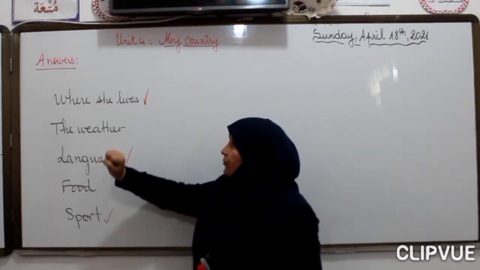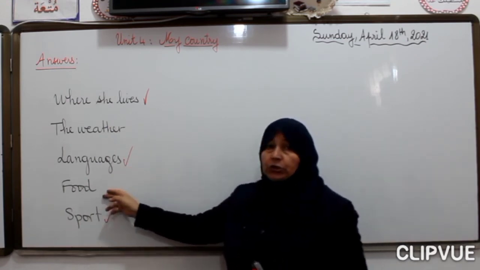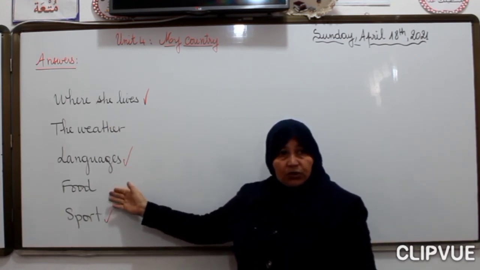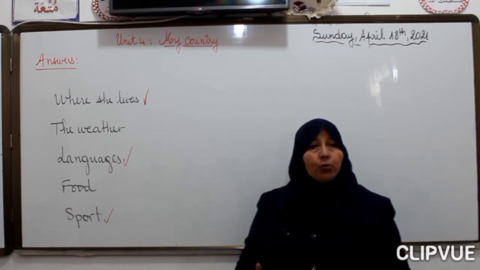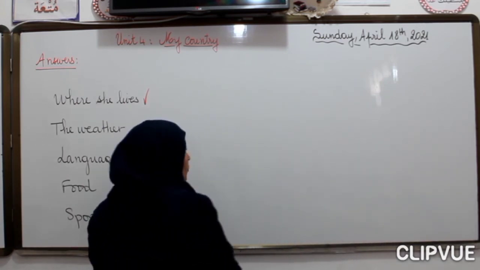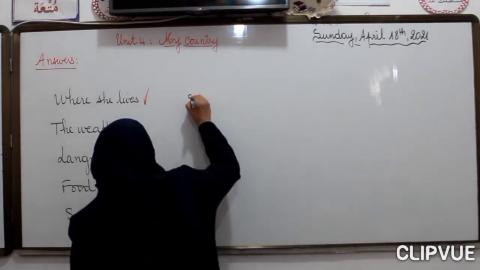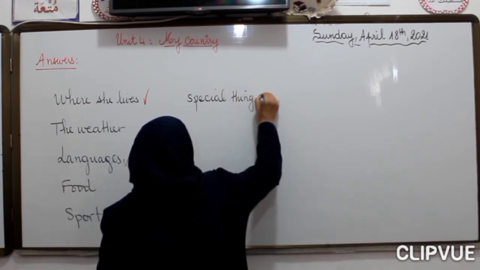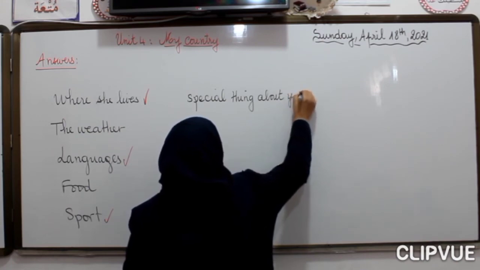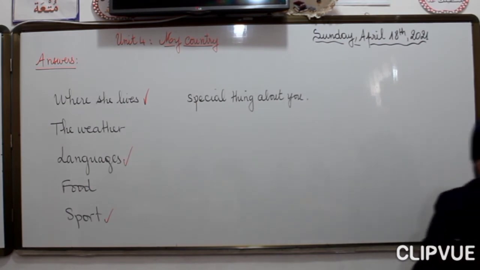You talk about where you live, the weather in your country, the languages, official languages, the food, what's typical food in your country. You talk about sport, and in your country, what is the most popular sport, and you write about a special thing about you. Special thing about you. Okay, you start. Let's listen to some examples.